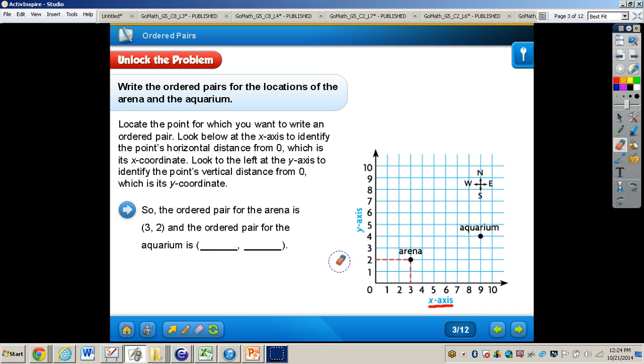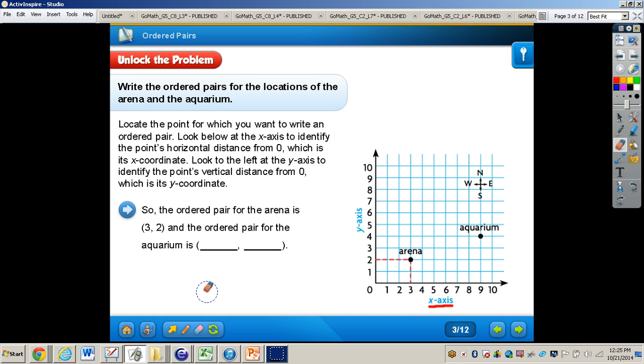So some tips on plotting points on a coordinate grid. Even on page 373, we see the x-coordinate and the y-coordinate. The x-axis and the y-axis intersect at point 0, 0, called the origin. So if we take a look at our ordered pair, 0, 0 would be right here, and that's called the origin. Okay, so let's take a look at that problem.